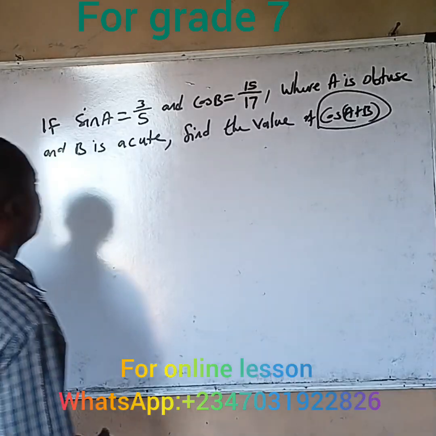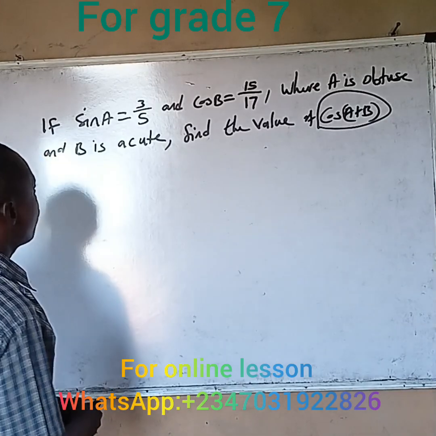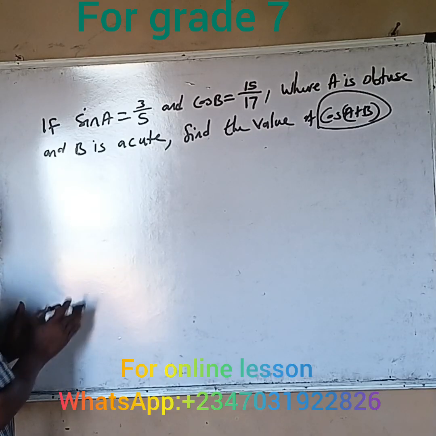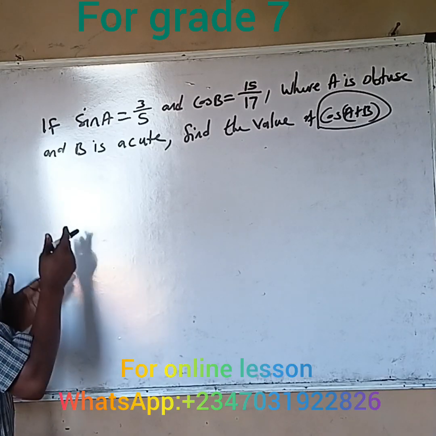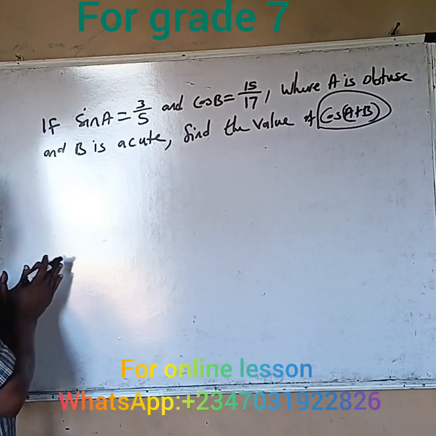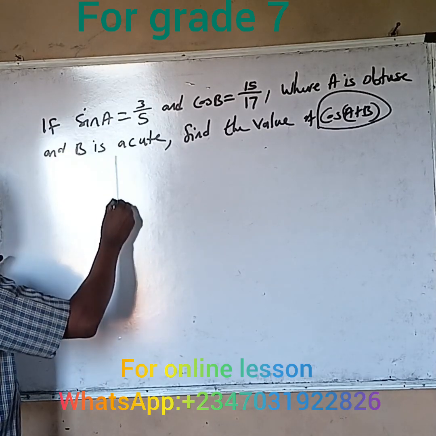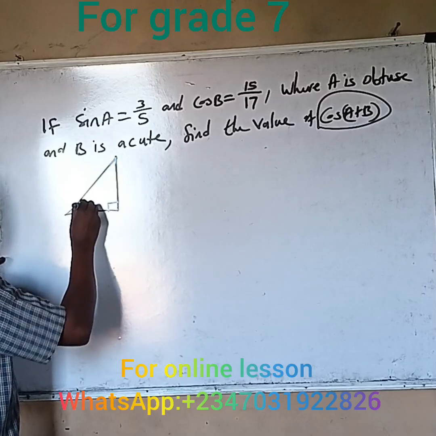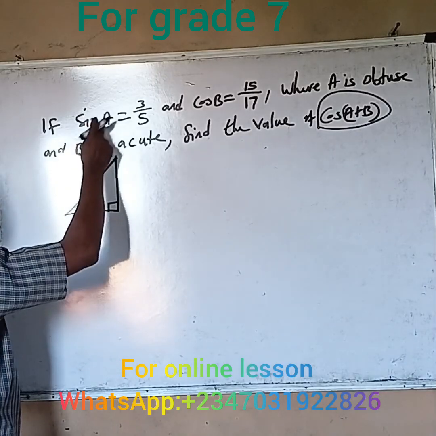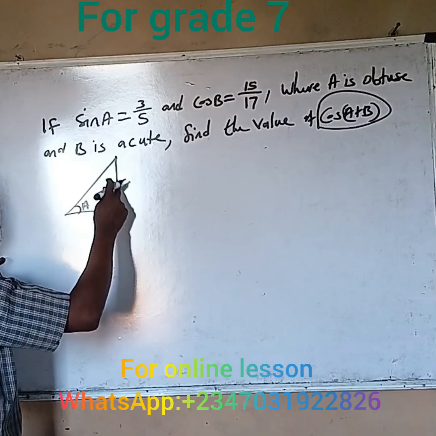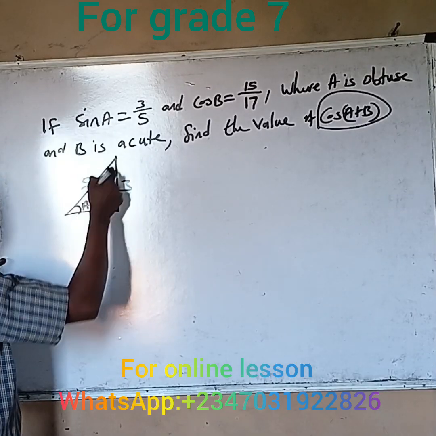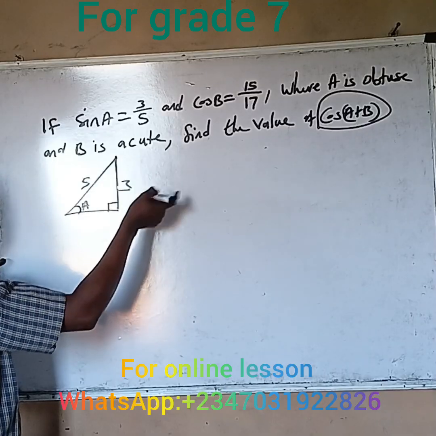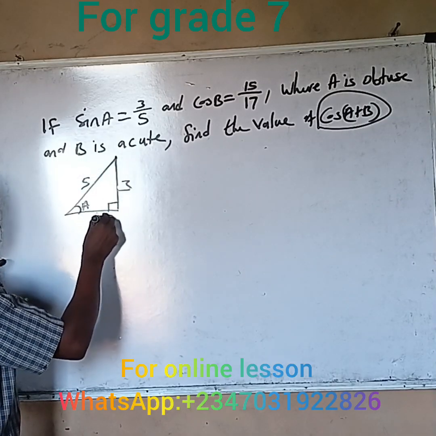So we have sine A as 3 over 5, which means I need cos A. There are two ways. You can use sine squared A plus cos squared A equals 1 to get your cos A. Or you can use the right angle triangle method. So here's our A. Sine A is opposite over hypotenuse. The opposite to A is 3, hypotenuse is 5. Using Pythagoras theorem, 5 squared is 25, minus 9 is 16, square root of 16 is 4.